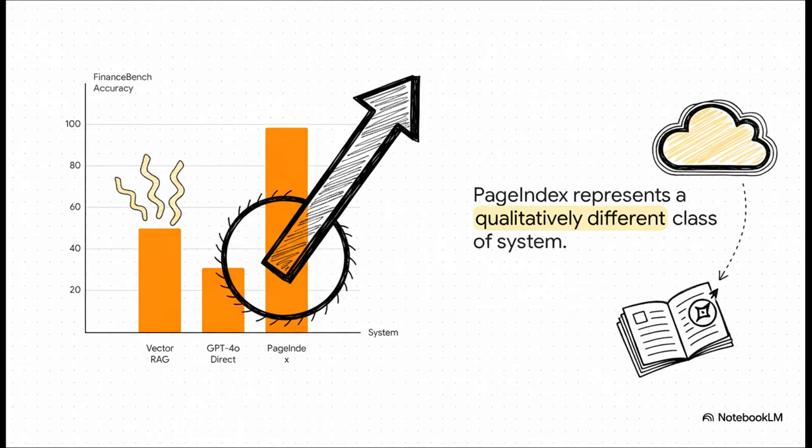This chart really puts that number into shocking perspective. Your typical vector search system, it's getting it right maybe half the time, hovering around 40 to 50%. Even if you just throw the whole document at a super powerful model like GPT-4o, it only gets it right about 31% of the time. PageIndex isn't just an improvement, it's playing a different sport entirely.